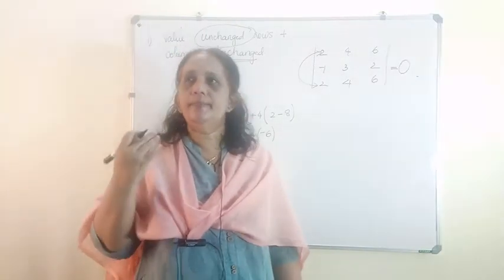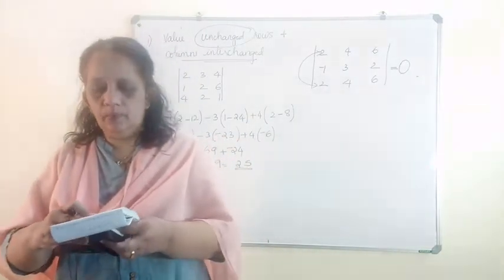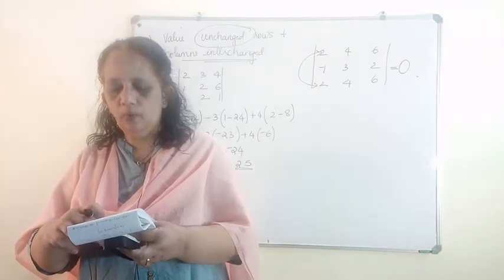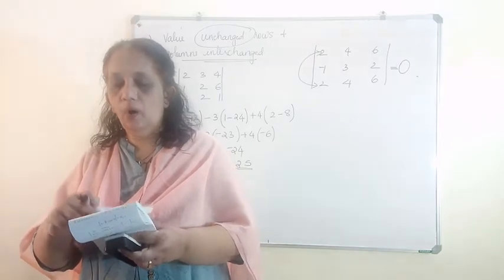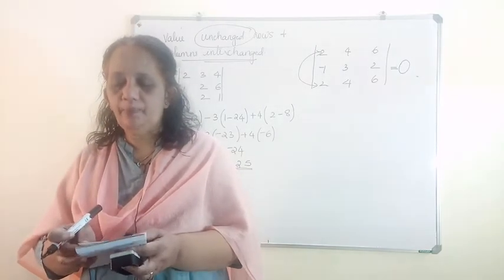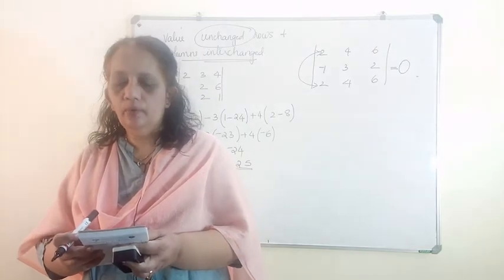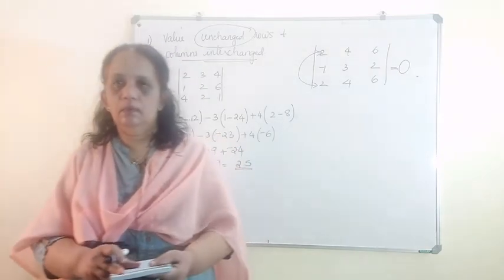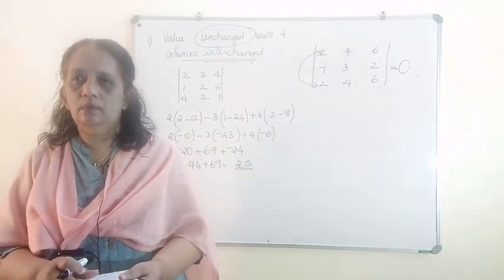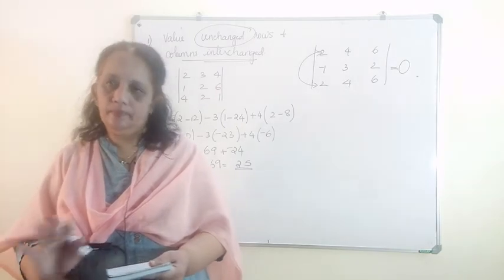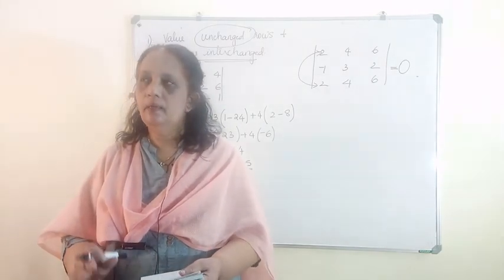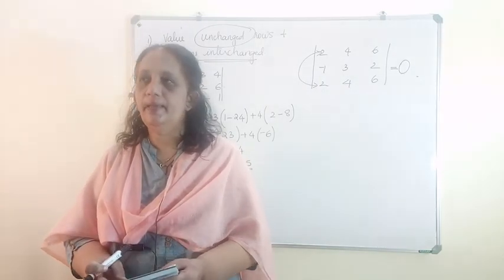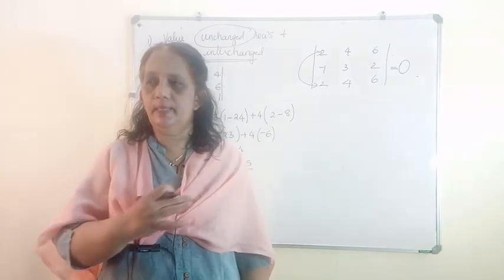These properties are used to find the solutions for each of the questions. Next one, if each element of a row or column of a determinant is multiplied by a constant k, then the value gets multiplied by k. For the time being, we'll stop because 4 more properties are there. We'll discuss, just go through the properties. Thank you.